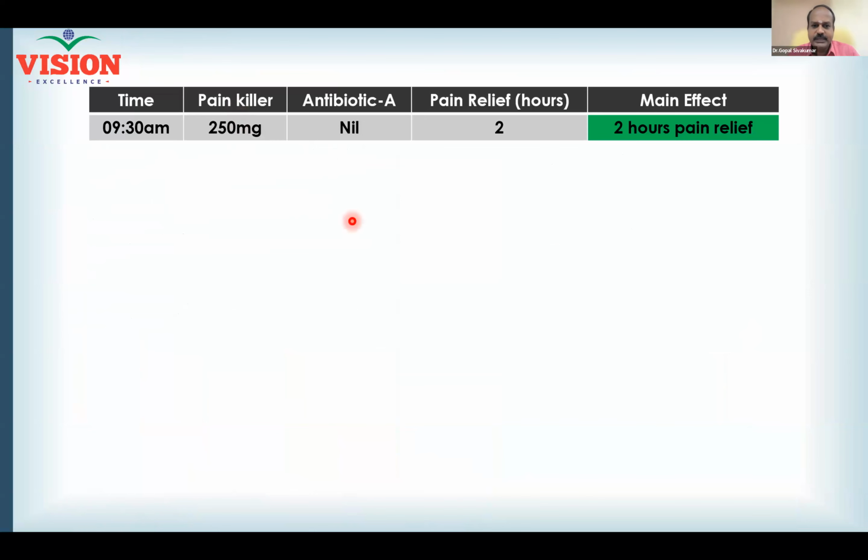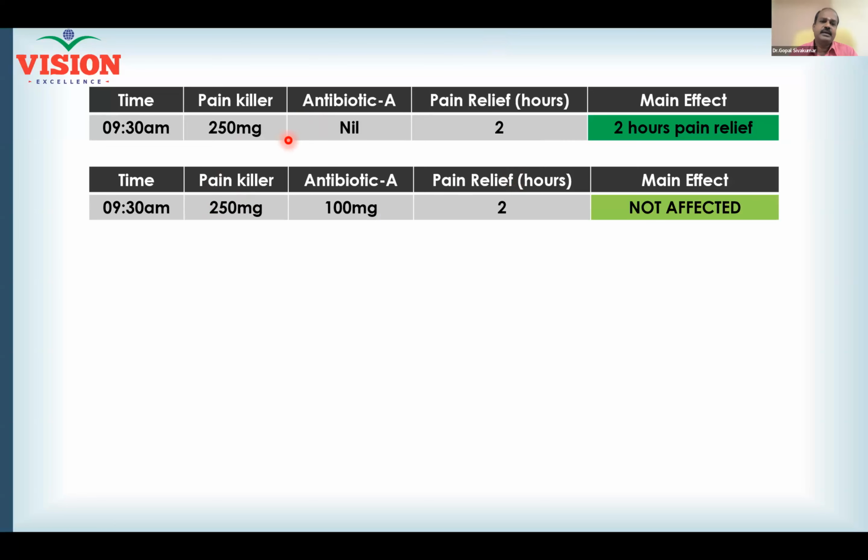A painkiller medicine is given to a patient and he experiences a pain relief of 2 hours. Now, do you understand the effect of the painkiller? The person takes the medicine, he gets relieved from the pain for 2 hours. Then, 250 milligram, and along with the painkiller, he takes an antibiotic A. Still, he is able to get a pain relief of 2 hours, which means the antibiotic is not at all affecting the performance of the painkiller. That means there is no interaction. In this case, there is no harm in taking the painkiller and antibiotic together.